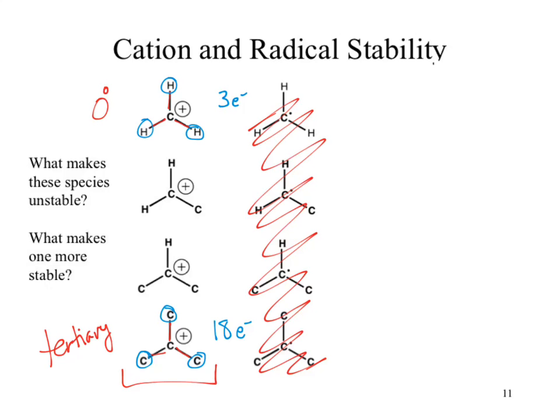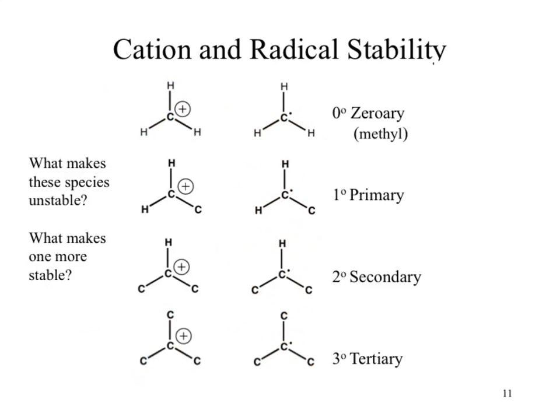This trend, you'll notice, works all the way through this. In that next one, you've got 8 electrons, at least how we're counting this. And then the next one, 12, 13 electrons. So progressively, as we put more carbons around our carbocation, it becomes more and more stable. Let's see how well you know this. What we could refer to as zeroary, I like to call it zeroary, though officially it's methyl.